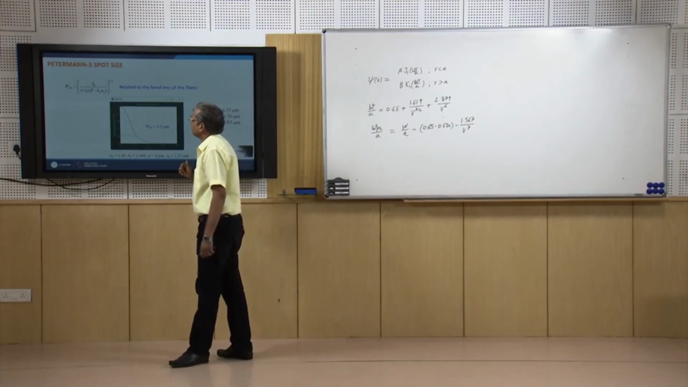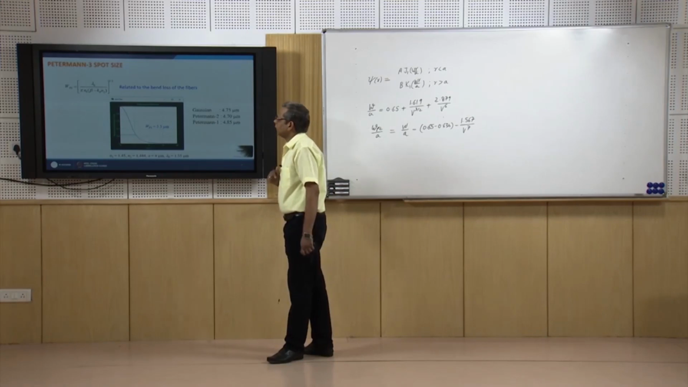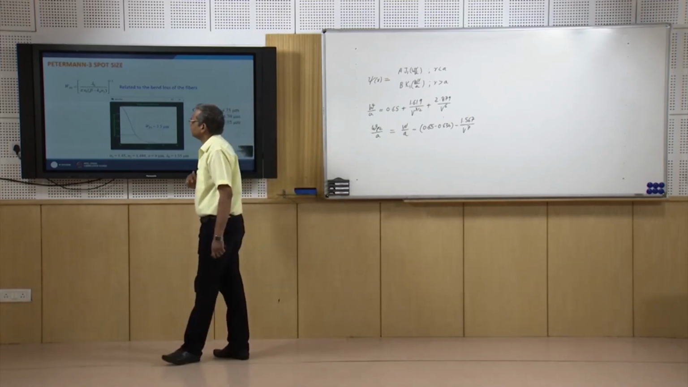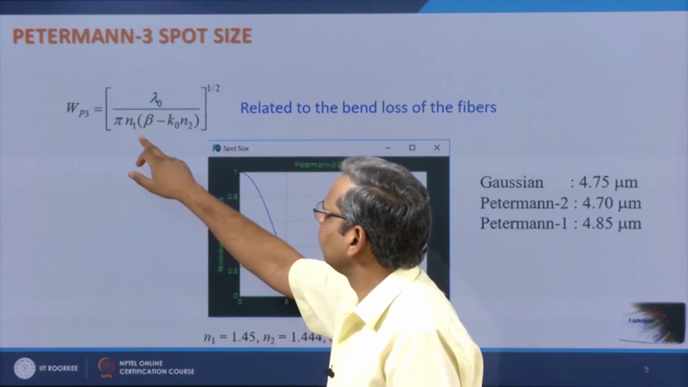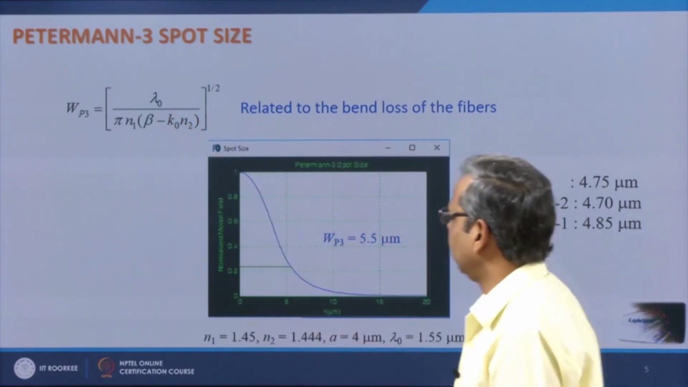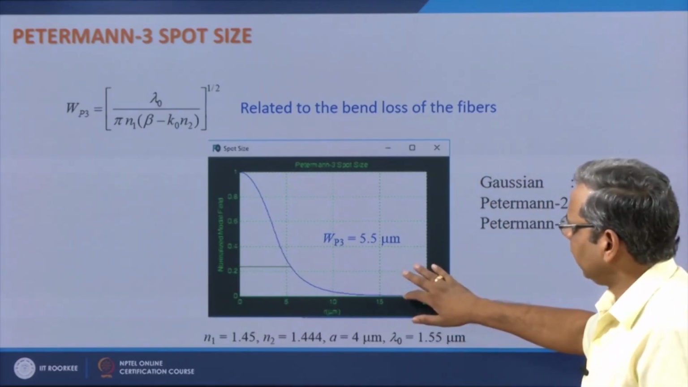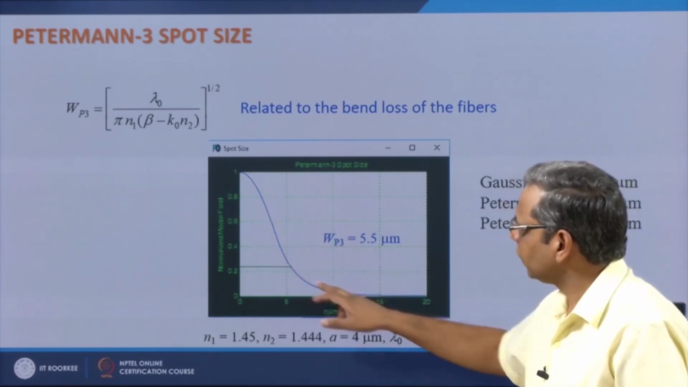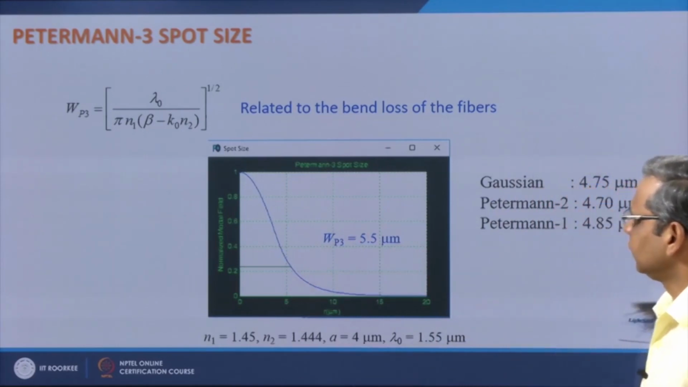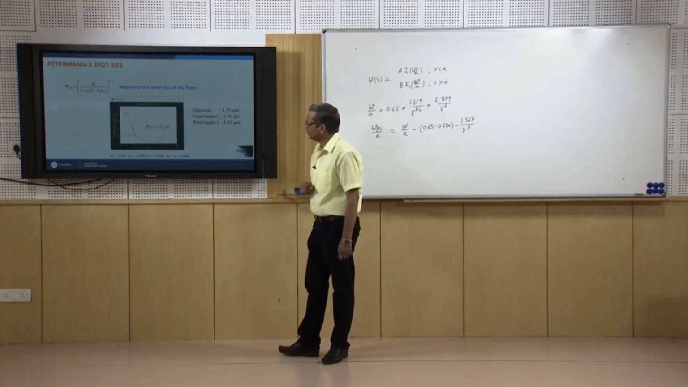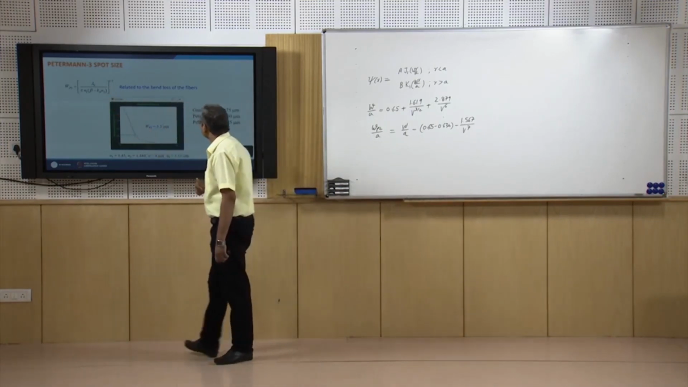I also have the Petermann 3 spot size, which is related to bend loss of the fiber, and it is defined as WP3 is equal to square root of lambda naught divided by pi n1 times square root of beta minus k naught n2, and in this figure I again see the normalized modal field and the Petermann 3 spot size, which is shown to be 5.5 micrometer calculated by this formula.